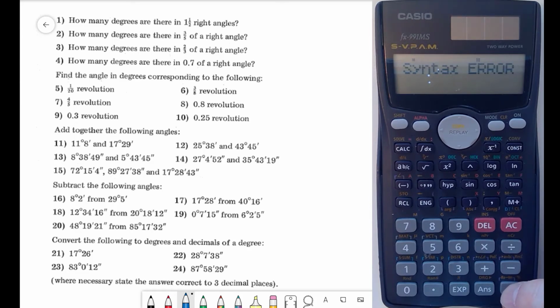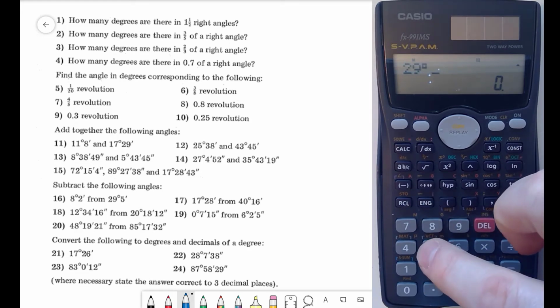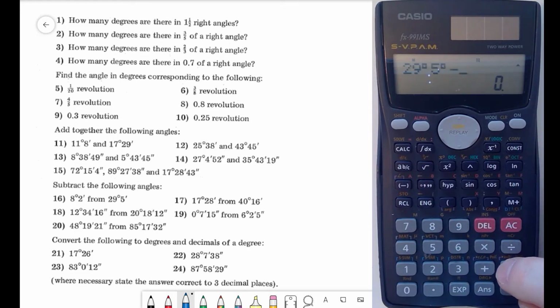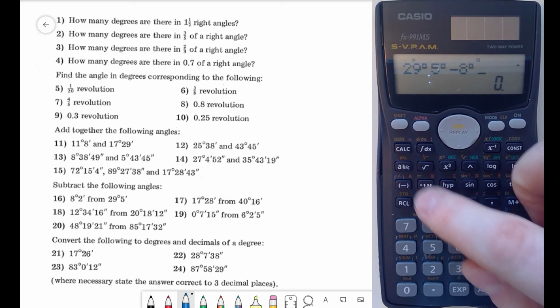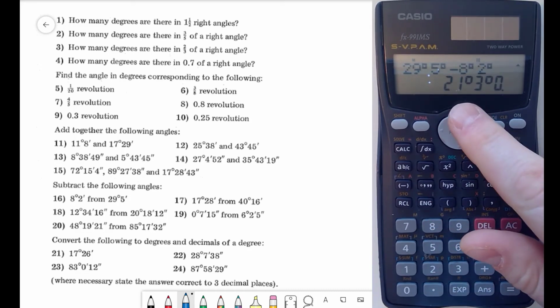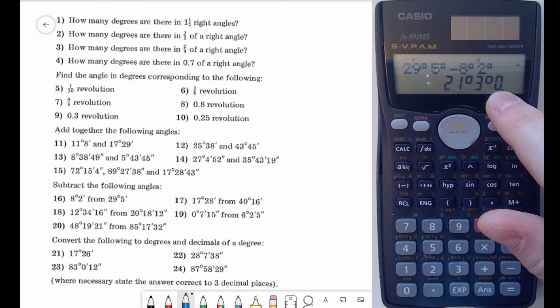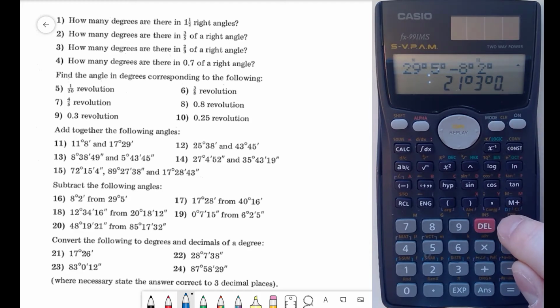So now pressing equals. Oh, must have typed something in wrong there. Let's do it again. 29 degrees, 5 minutes, minus 8 degrees, 2 minutes equals. That's better. So now we get 21 degrees, 3 minutes and 0 seconds. If we don't type in that degrees, minutes, seconds button after every number, then you will get that syntax error, so I must have missed one earlier. So there we go, our answer for number 16.